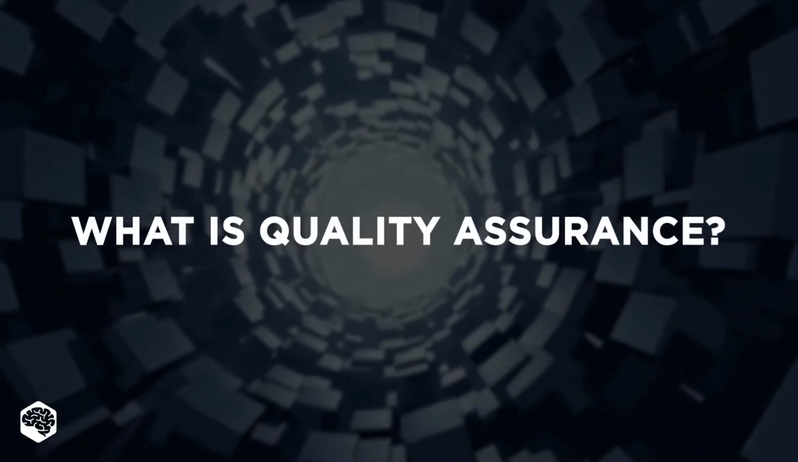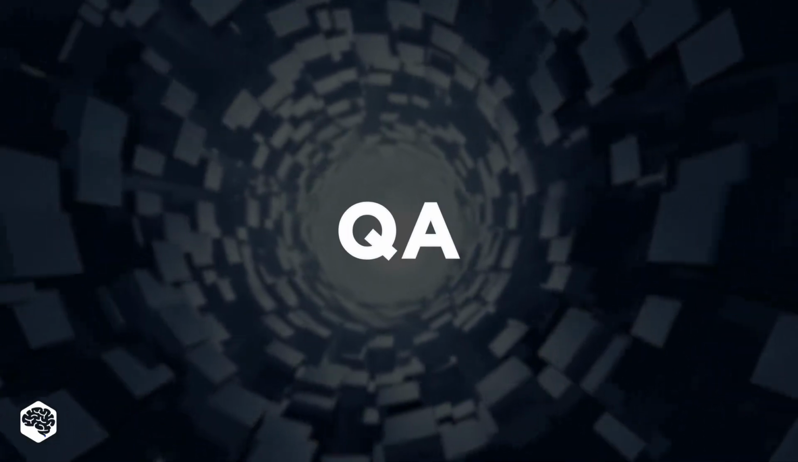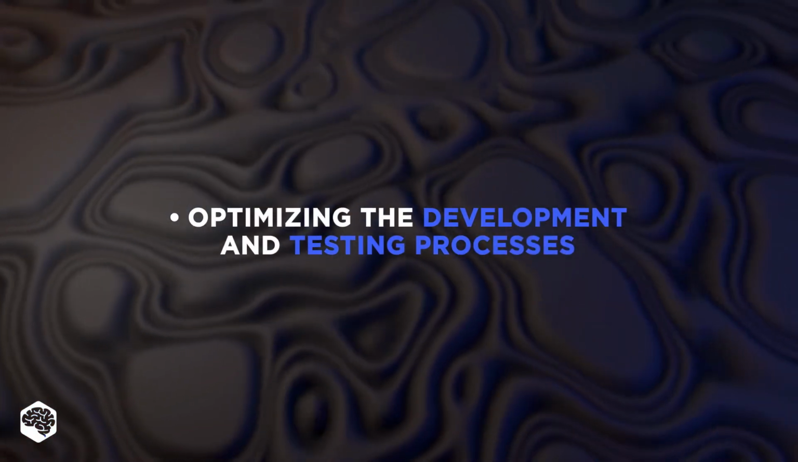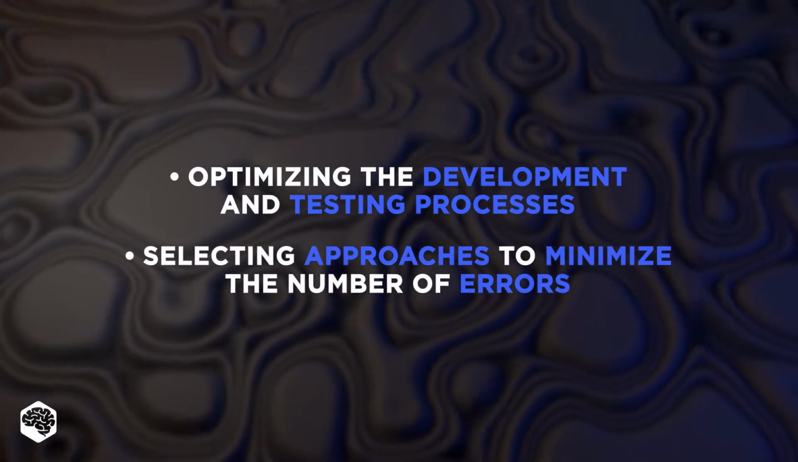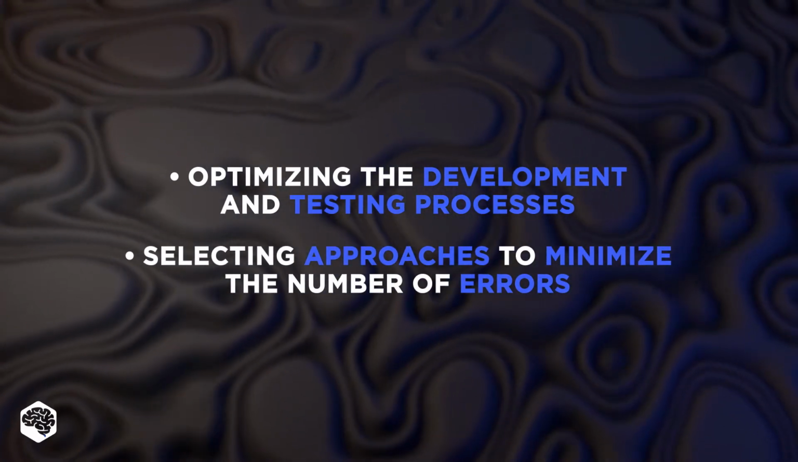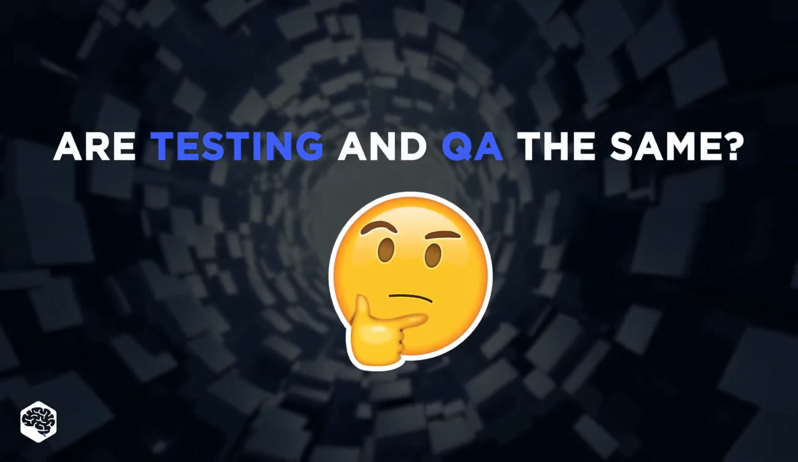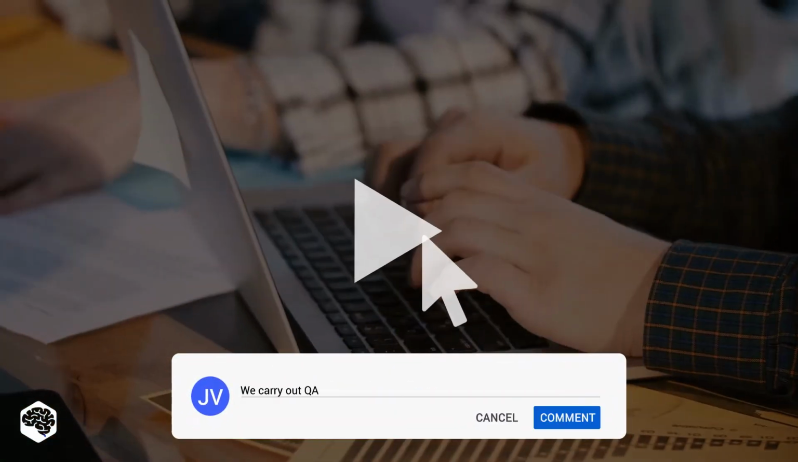So what is quality assurance? In fact, QA means optimizing the development and testing processes, selecting approaches to minimize the number of errors. And here's a question: are testing and QA the same? Are there any differences between them? Pause the video and write your answers in the comment section.